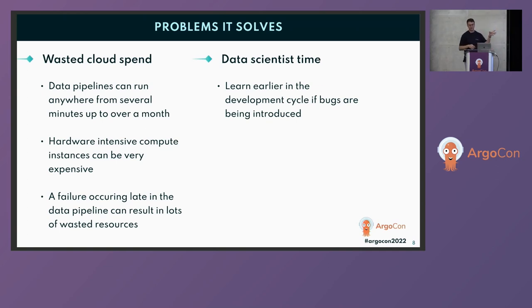One is money, and the other is time, or you can flip those depending on which you think is most important. But the money one is wasted cloud spend. Cloud spend is pretty intense. I know a lot of people have pretty high AWS, GCP, Azure budgets, and data pipelines can really rack up those budgets. They take everywhere from several minutes to over a month for some customers we've spoken to. Also, if you're running expensive GPUs, that's another thing.